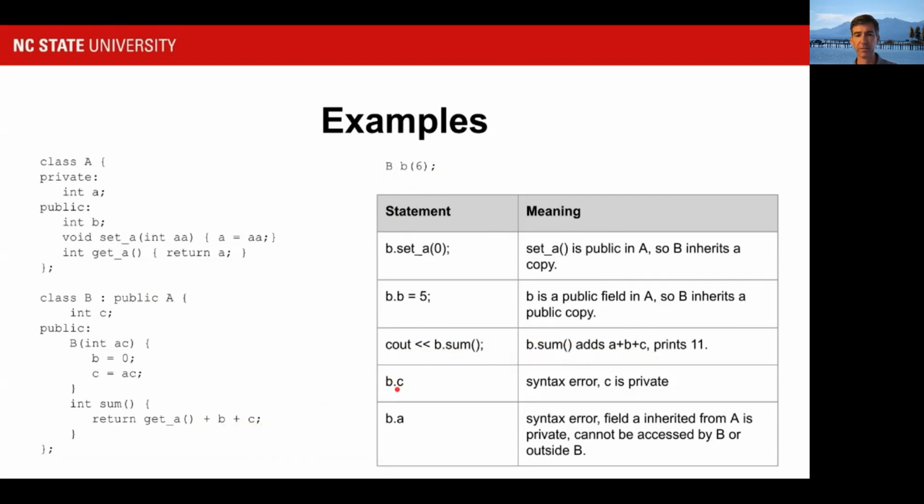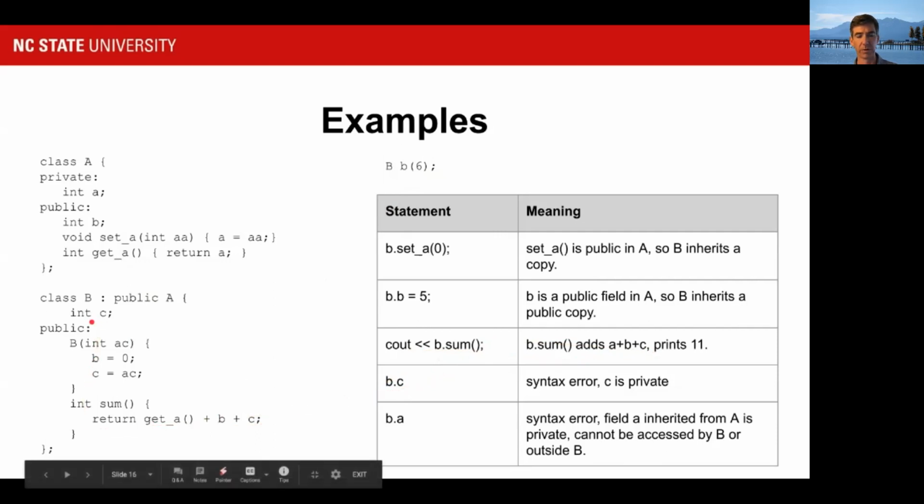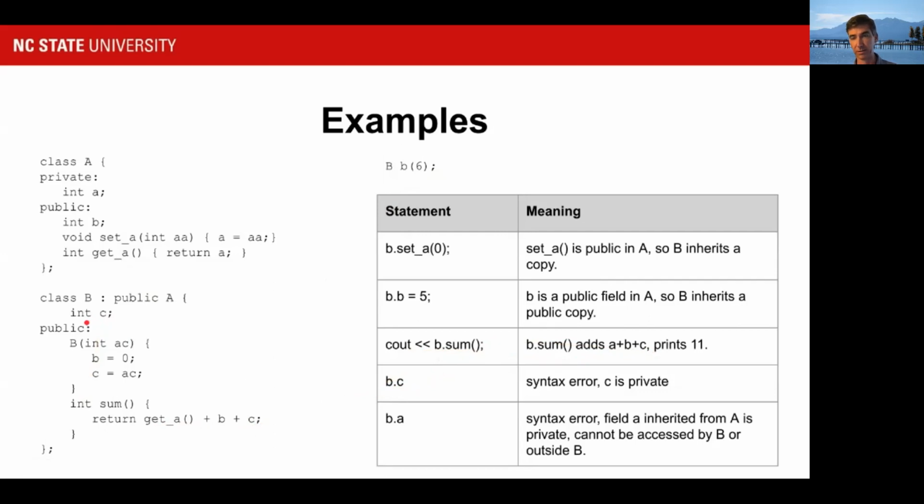Okay, now if I tried to set b.C, if I just wrote b.C, now the problem is C is a private member variable, and so that's going to be a syntax error because it has nothing to do with inheritance. It only has to do with class B.